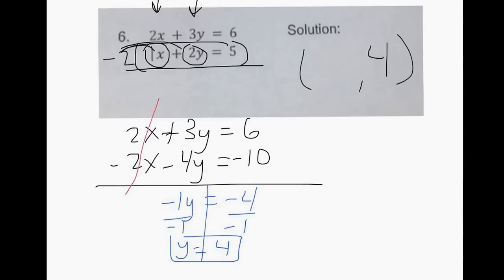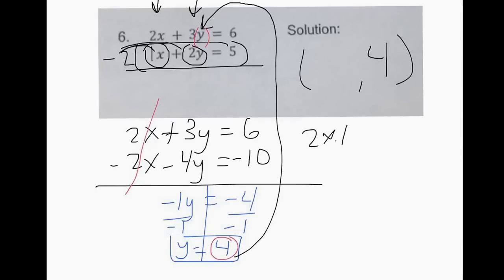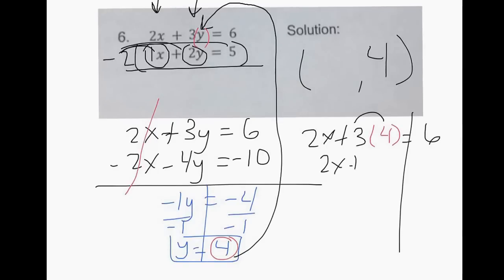Y is 4. Then I'm going to take it and plug it in to the top right there. So y is coming out, 4 is going in its place. So 2x plus 3 times 4 equals 6. So I left everybody else in place, but I substituted the 4 in for that y. Single rainbow here. So that's 2x plus 12 equals 6. Box that, and subtract 12 from both sides.